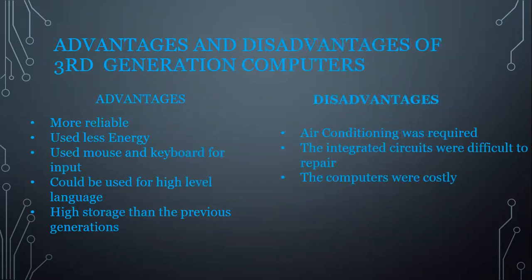Advantages and disadvantages of the third generation computers. For advantages, they were more reliable, they used less energy, and they used a mouse and keyboard for input. They could also be used for high-level languages. They also had higher storage than the previous generations. For disadvantages, air conditioning was required. The integrated circuits were also difficult to repair. Also, the computers were very costly.